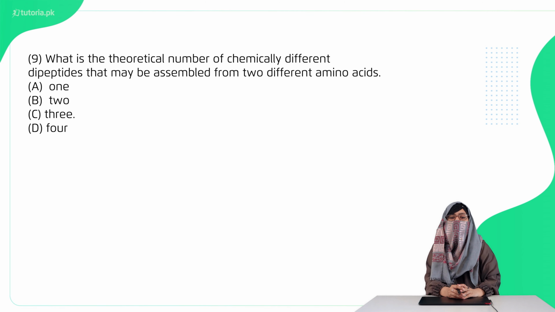Question 9 है what is the theoretical number of chemically different dipeptide that may be assembled from two different amino acids? Option A 1, option B 2, option C 3, option D 4. The right option है option C 3.